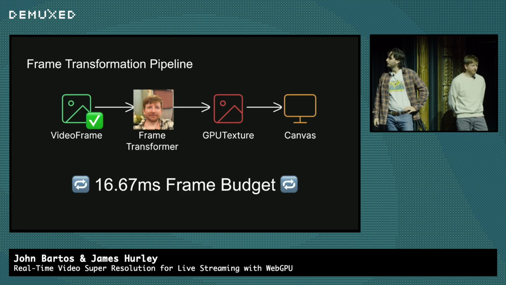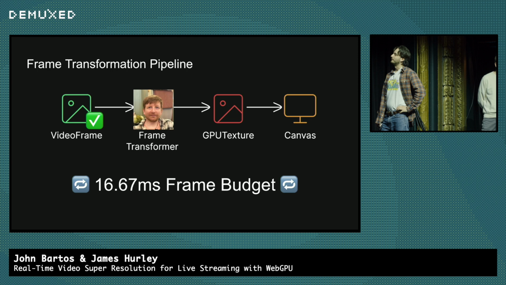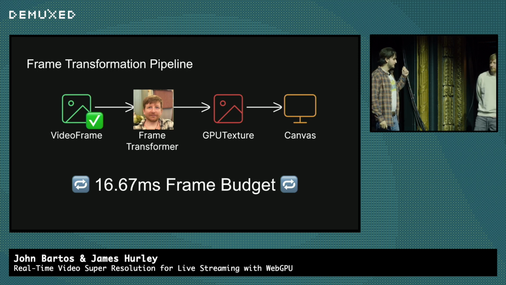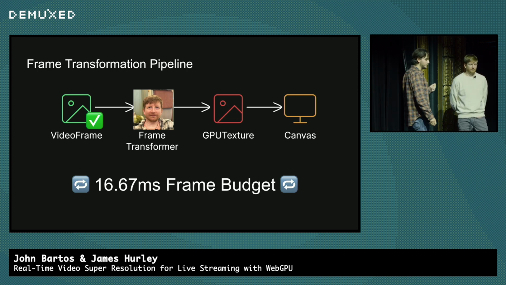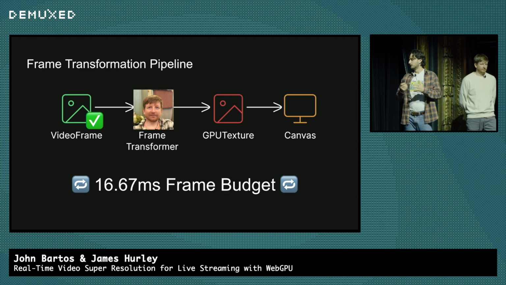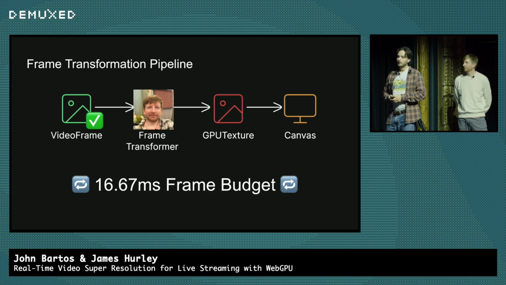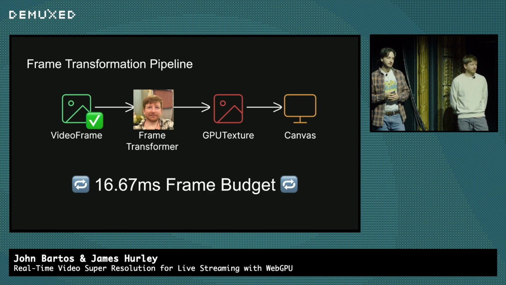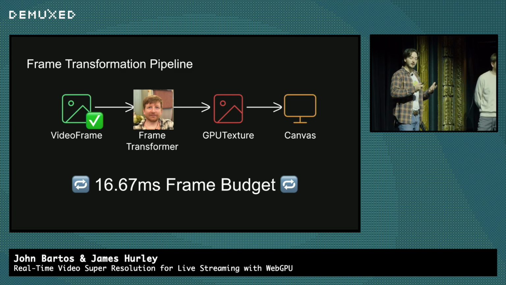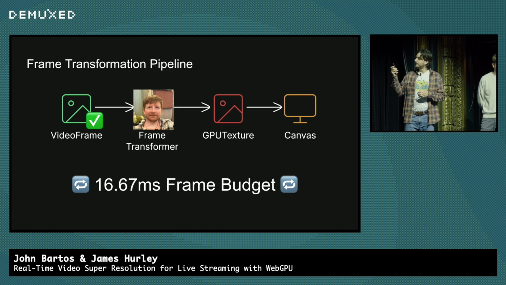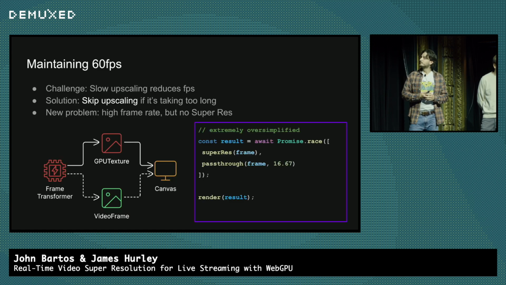So let's take a look at what we do with the frames after we've grabbed them. Like I mentioned before, James is going to talk much more about WebGPU and compute shaders and all that good stuff. But what I want to cover in my limited amount of time is how we've engineered the transform pipeline to maintain a high rate of performance. The central challenge here is handling what you do when the GPU is too slow to upscale the frame within our frame budget. And our main strategy here is to skip frames.